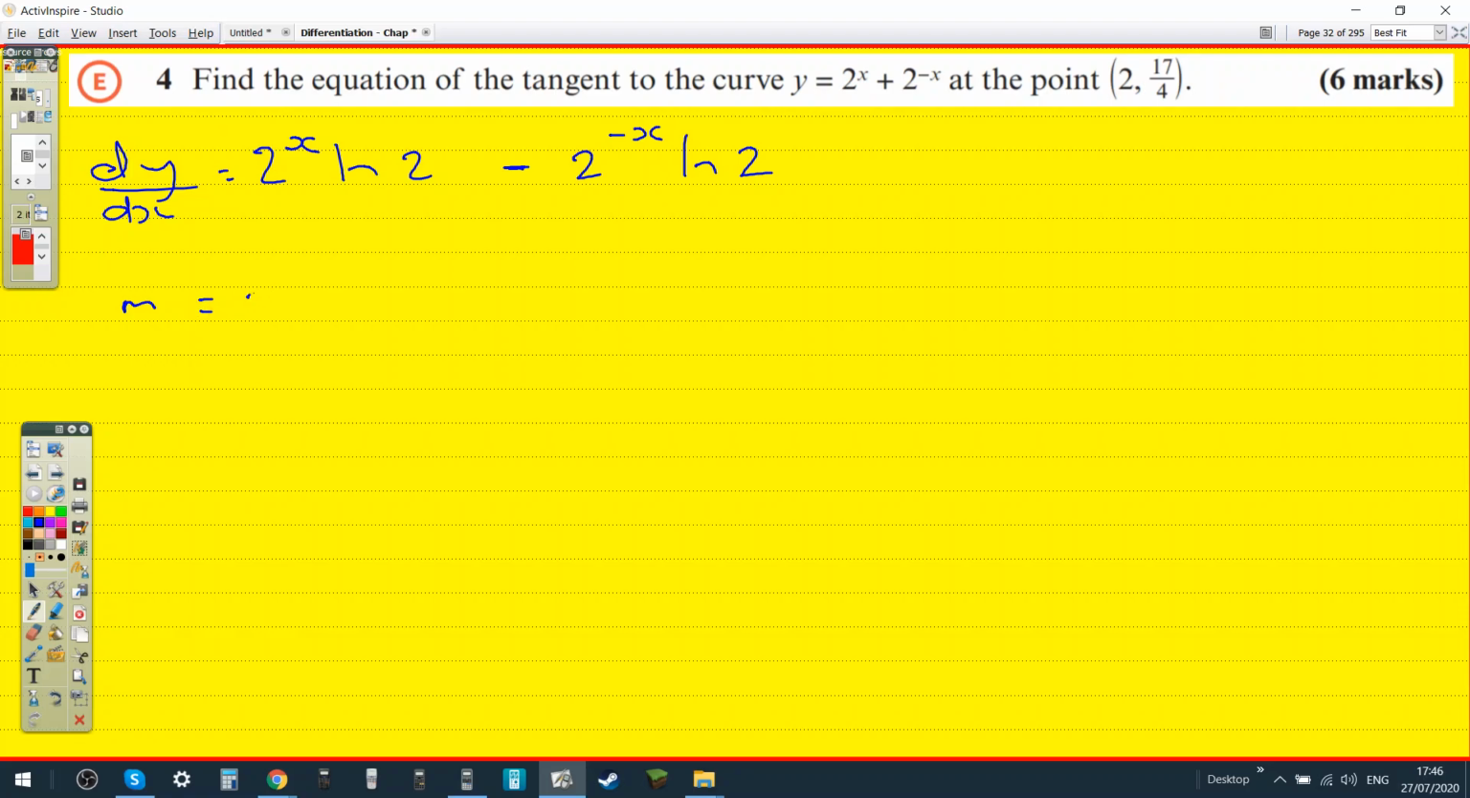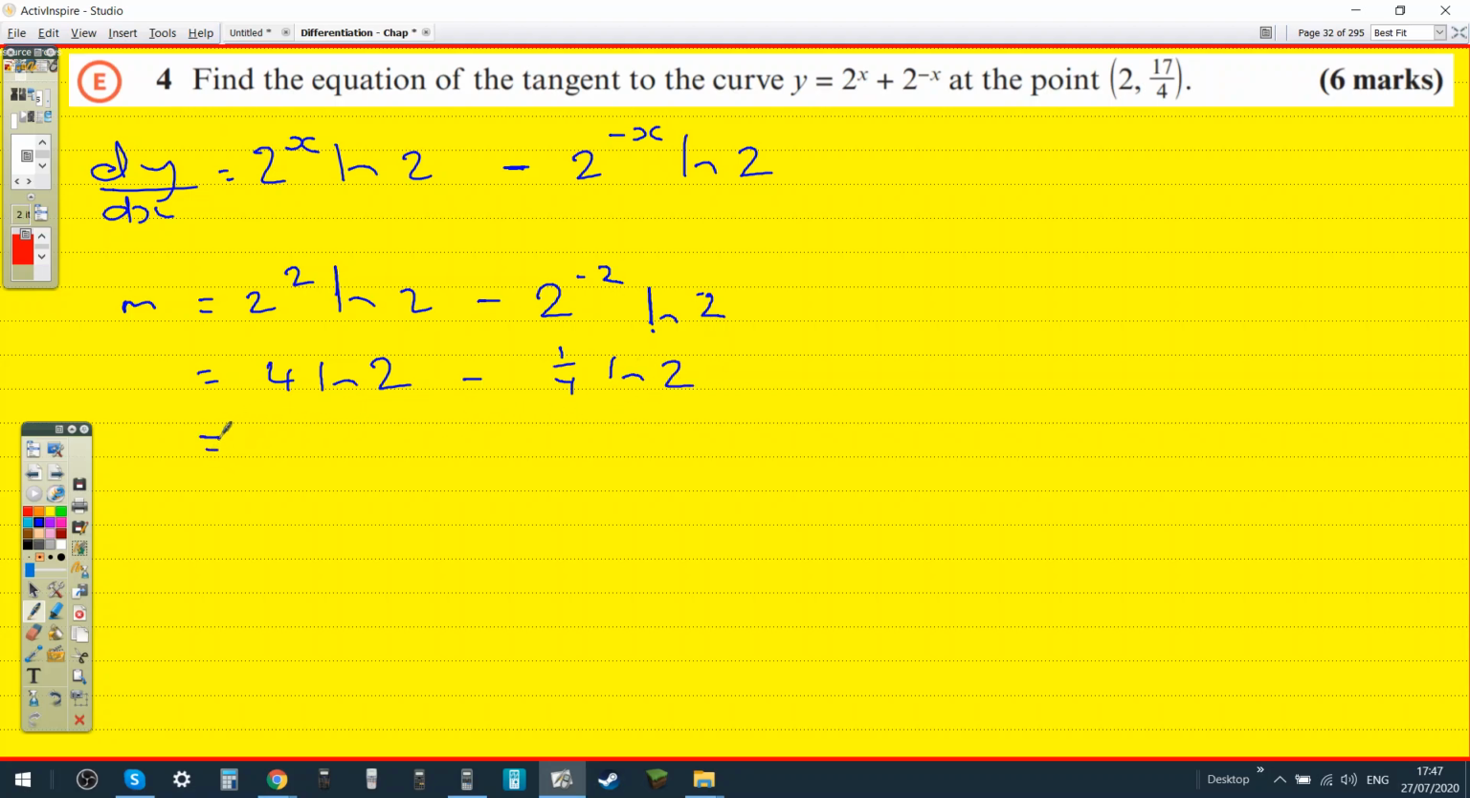2.599. That's what I got. What is ln 2? 0.6931. So I think they want an exact value. So that's 4 ln 2 minus a quarter ln 2.